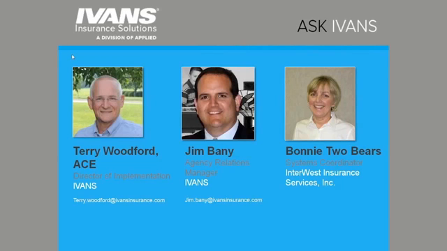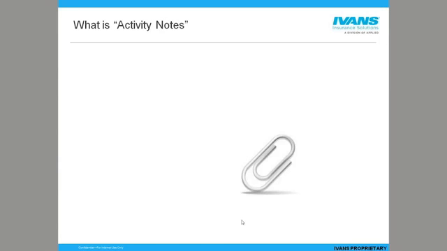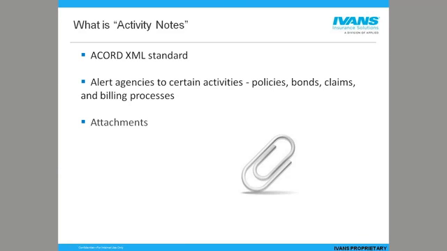Certainly, Jackie. An activity and note, for the purposes of this discussion, is an Accord XML standard where carriers can alert agencies to certain activities that occur on policies, bonds, claims, billing processes. The standards provide detailed information for each of those sections, but I think the most widely used tag in the activity and note is either the remark or the text field, where the carriers can download a description of what they want the agency to know, kind of like an FYI thing.